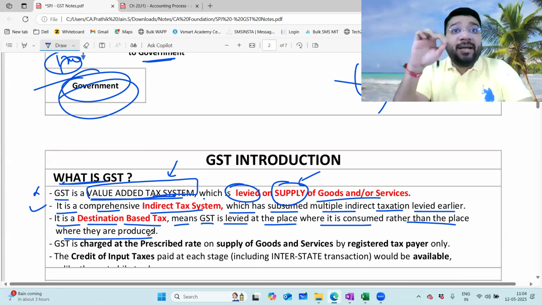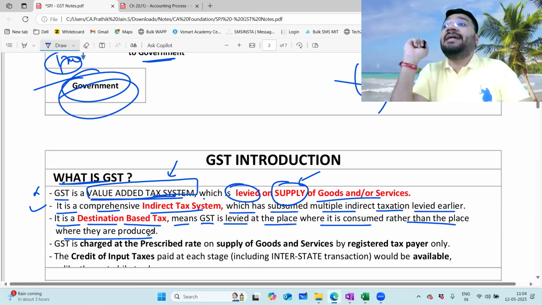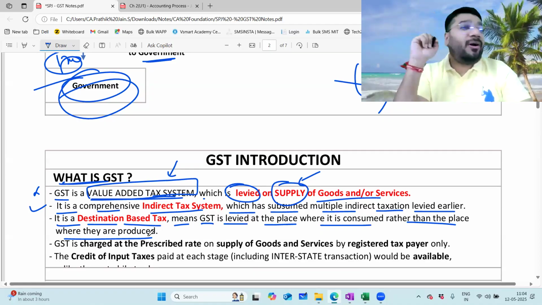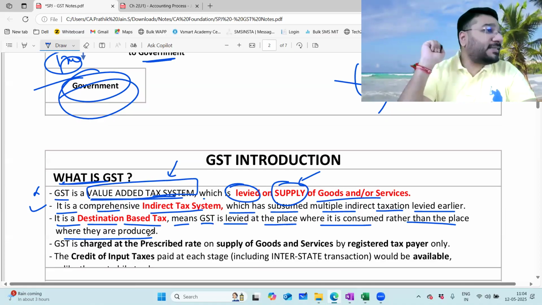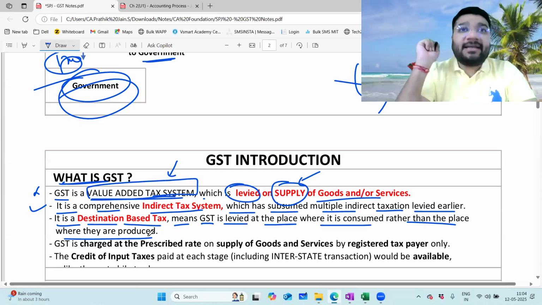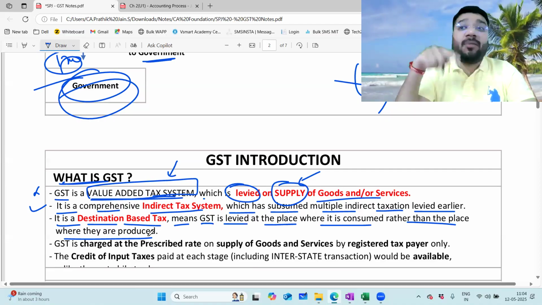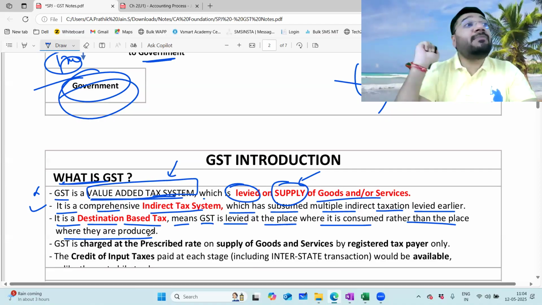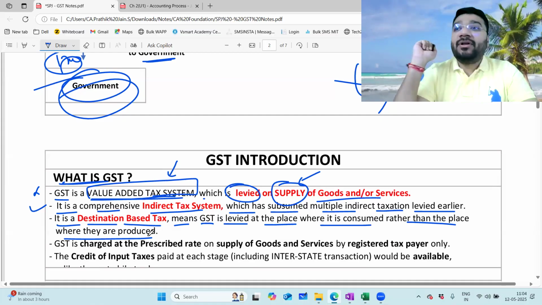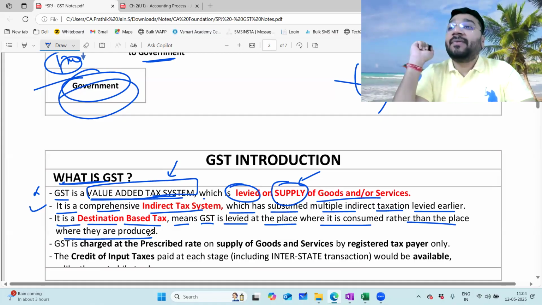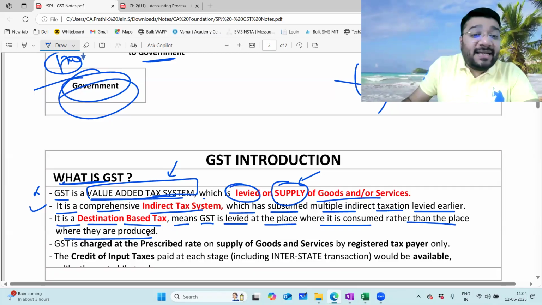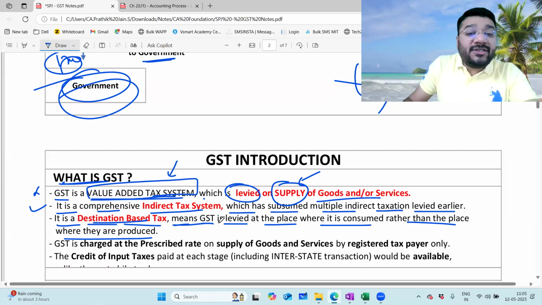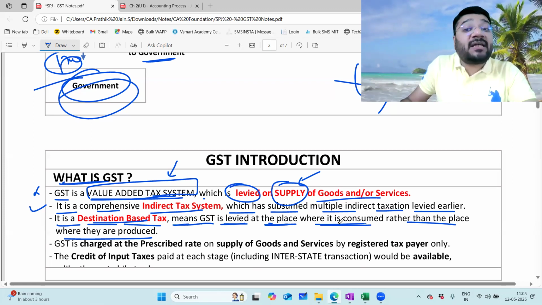Now, to understand this line, in your CA Inter GST topic, there's one entire chapter called place of supply. In that chapter, you'll understand what this actually means. Here they're telling that if I am selling goods from Coimbatore to Bombay, where is the consumption happening? Bombay. So ultimately the tax will be paid to which government? Bombay government. Are you able to follow? So GST is a destination-based tax, which means GST is levied at the place where it is consumed.